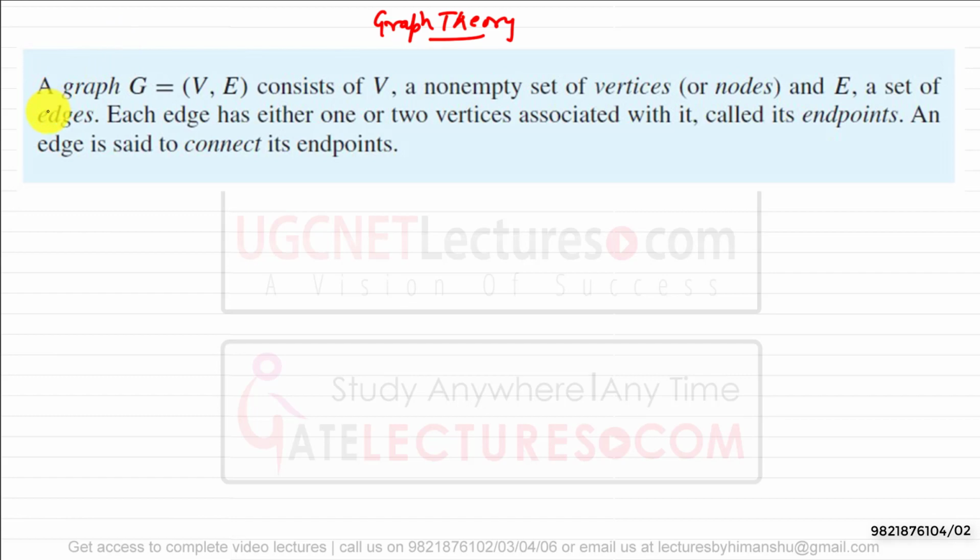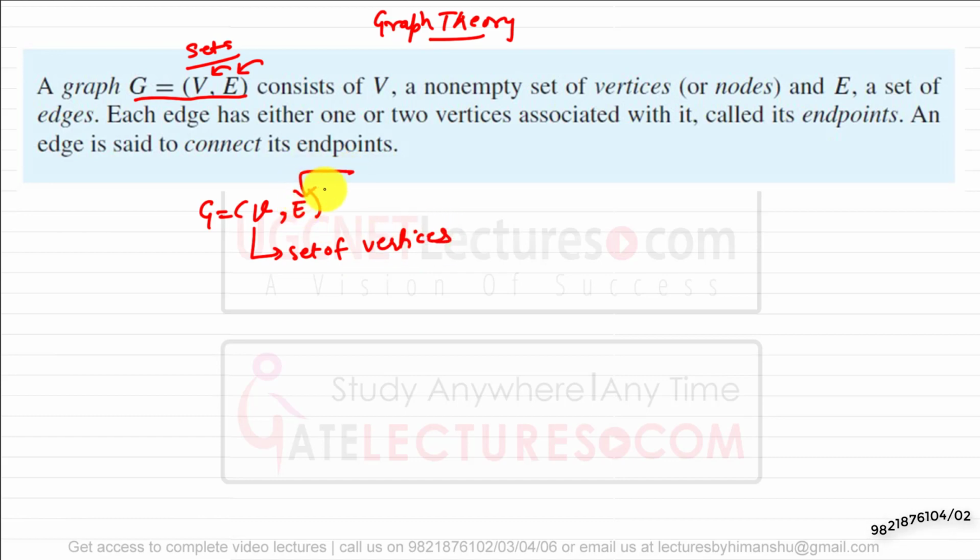In the beginning we understand the definition of a graph. We can say a graph G is equal to (V, E). A graph is always represented in the form of sets, where V is a set of vertices and E is a set of edges. When I say G is equal to (V, E), V is the set of vertices and E represents the set of edges, and these vertices are also called nodes.